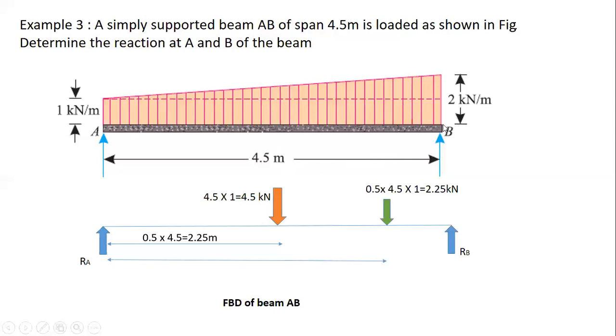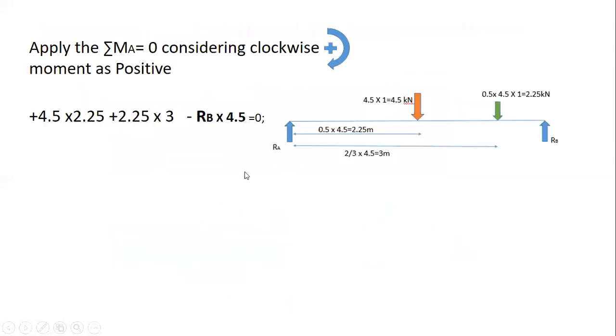If you consider from the opposite end, that is this end, it will be 1/3 of the distance. So I am considering from point A, so that is 2/3 of 4.5 meter, which is equal to 3 meter. So the distance of the point load acting will be equal to 2/3 of 4.5 meter, which is equal to 3 meter.